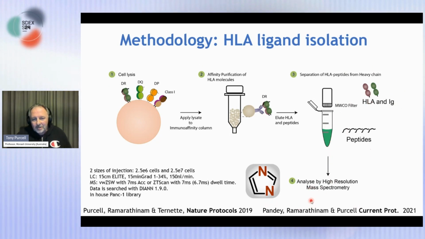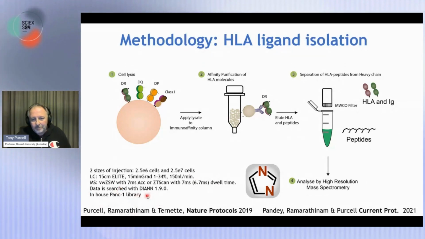The experiments I'll show you today were analyzed with DIA-NN. There are two sizes of injection we used, 2.5 million cells and 25 million cells. We used the same nano LC setup as you saw in the last experiment, same variable window SWATH and ZT scan acquisition methods. And we have an in-house generated PANC1 immunopeptidome library to search the data.